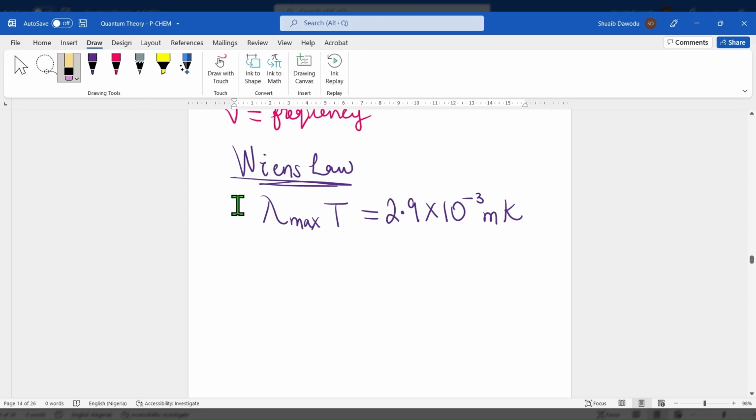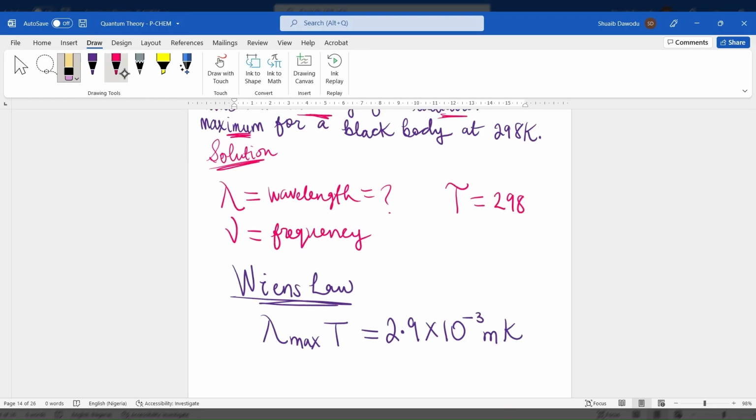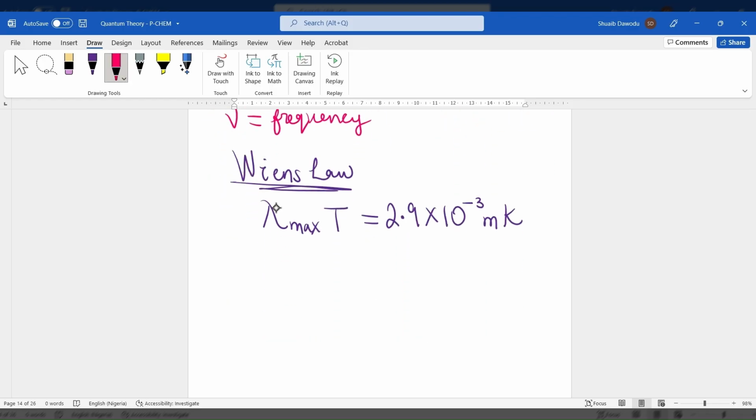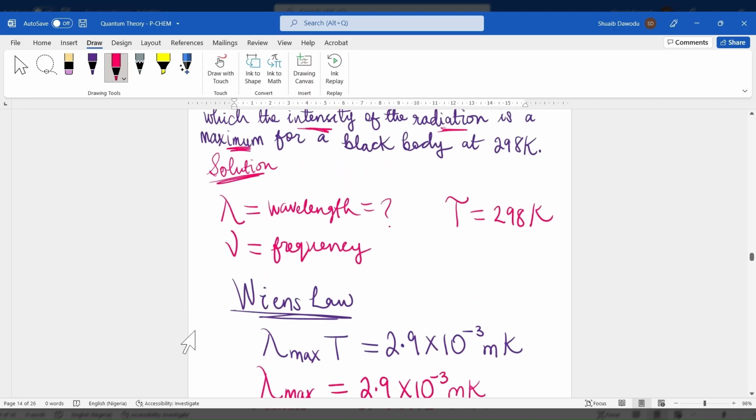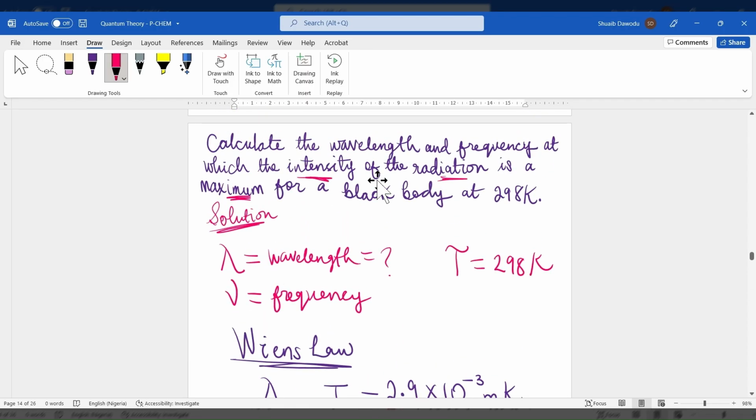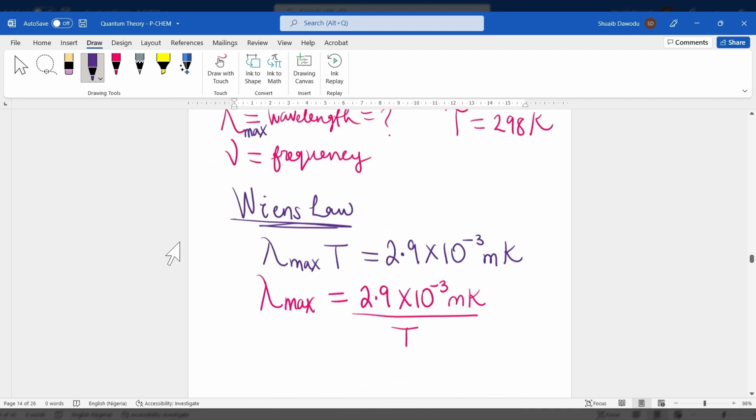Of course, you already know what to do. You've been given the temperature at 298 Kelvin and you're supposed to solve for the wavelength at maximum. So the wavelength at the maximum is simply 2.9 times 10 raised to the power of negative 3 meter Kelvin divided by temperature. Remember, we are told to find the wavelength. What they're actually asking is for you to find the maximum wavelength. So lambda max is the same thing as just lambda, at least in this particular question.